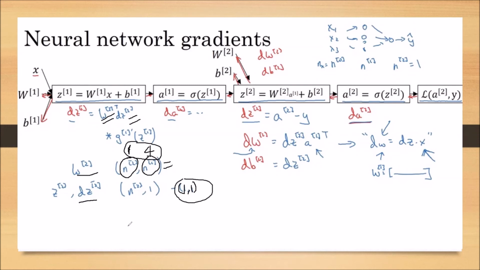That's why we are taking W2 transpose. So this W2 transpose is a 4 by 1 matrix. And now dz2 is a 1 by 1 matrix. If we multiply a 4 by 1 matrix with the 1 by 1 matrix, the resultant is a 4 by 1 matrix. Now this product is a 4 by 1 matrix.